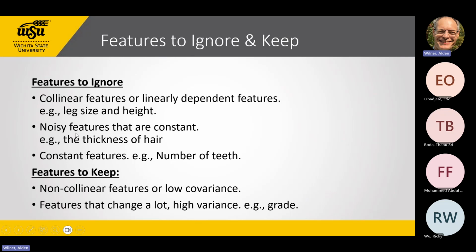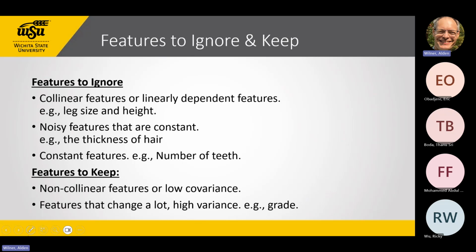Noisy features that are constant. We measure how thick our hair is, how much hair we have left on our head. That's largely constant for most people. The number of teeth isn't completely constant, but it's quasi-constant, very close to constant. The number of teeth you have doesn't change after a certain point, unless you start knocking things out by taking up boxing or something like that.